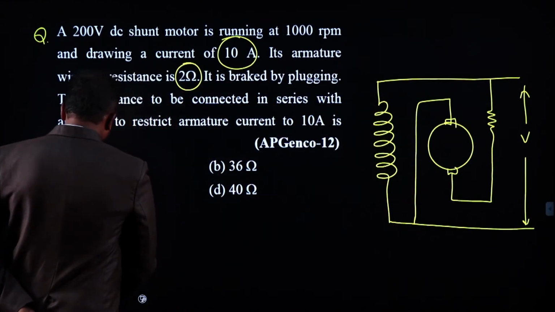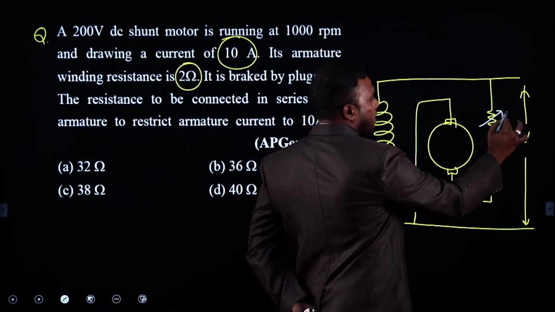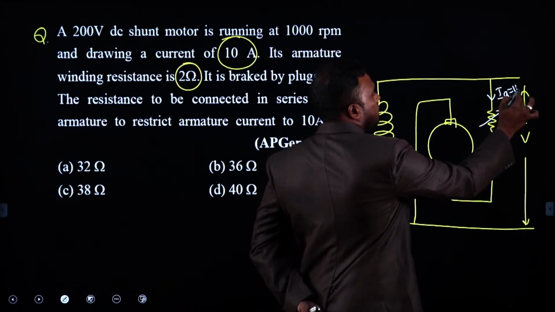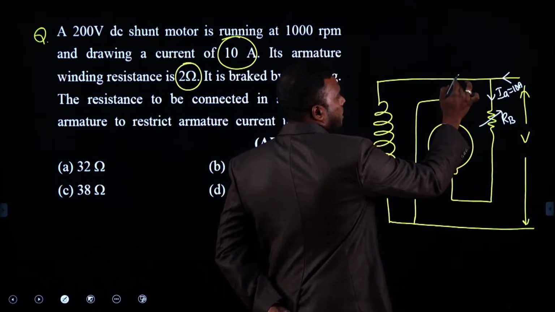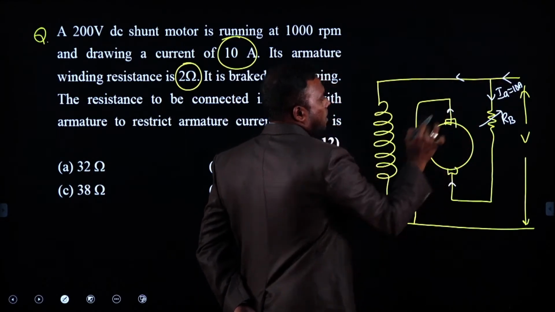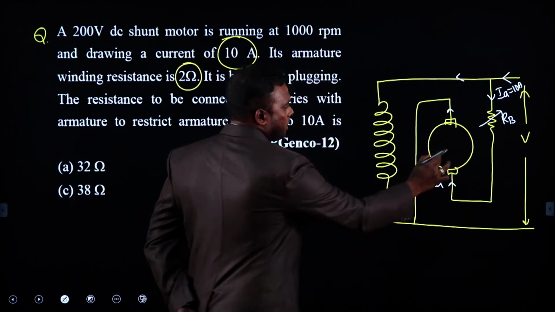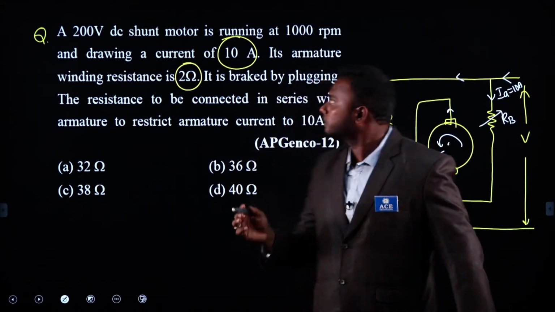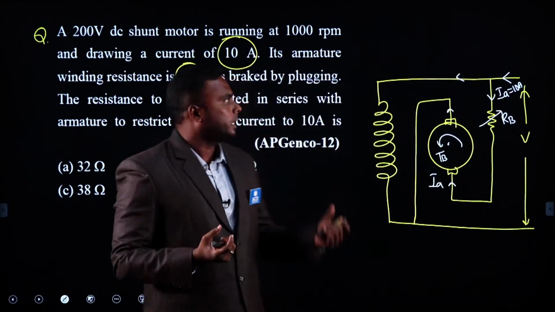Okay, we need to find out how much braking resistor to be added such that the armature current is limited to 10 amperes. Armature current limited to 10 amps. And what is the supply voltage? The supply voltage is 200 volts and armature current 10 amperes running at 1000 RPM.